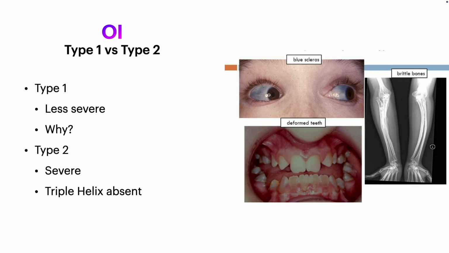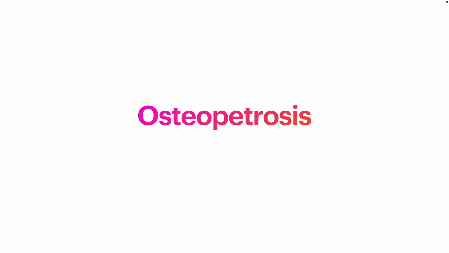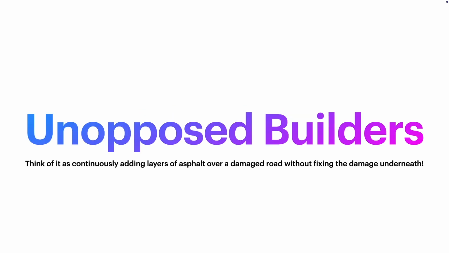Next is osteopetrosis. Osteopetrosis, I think of atrocious. That's the word that comes to my mind. So I think of unopposed builders, right? You'll get it in a second, but it's essentially atrocious building, as I try to say that tongue twister. So think of it as continuously adding layers of asphalt over a damaged road without fixing the damage underneath.